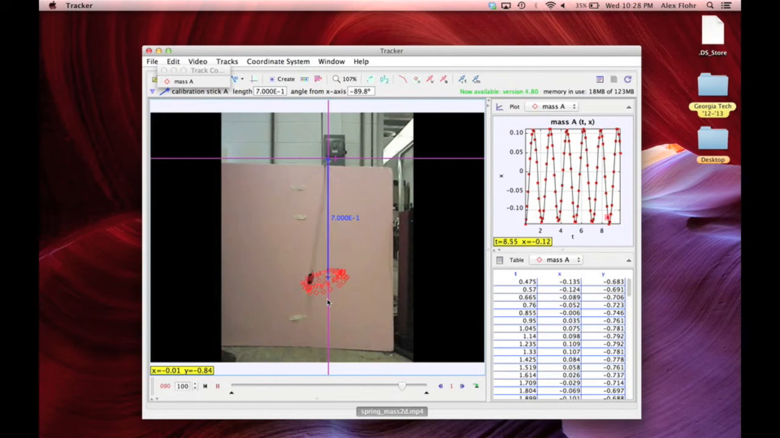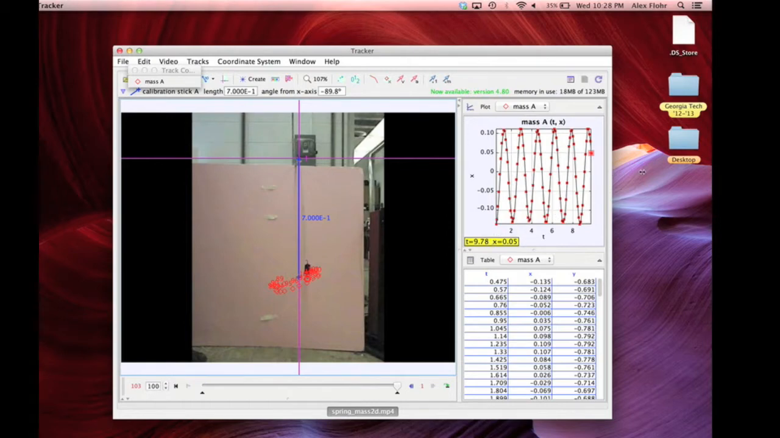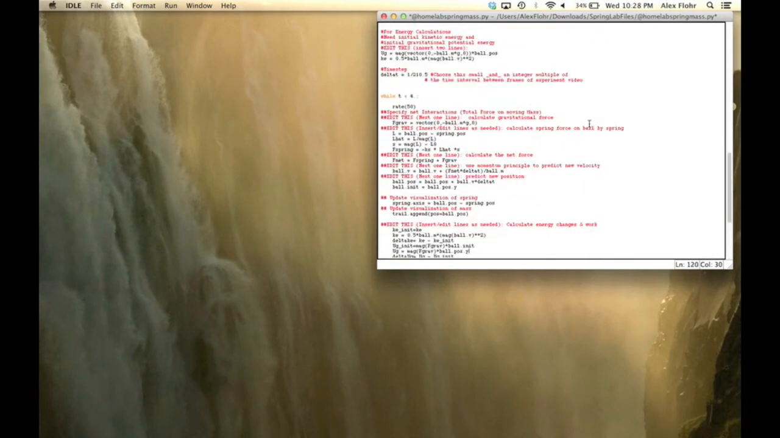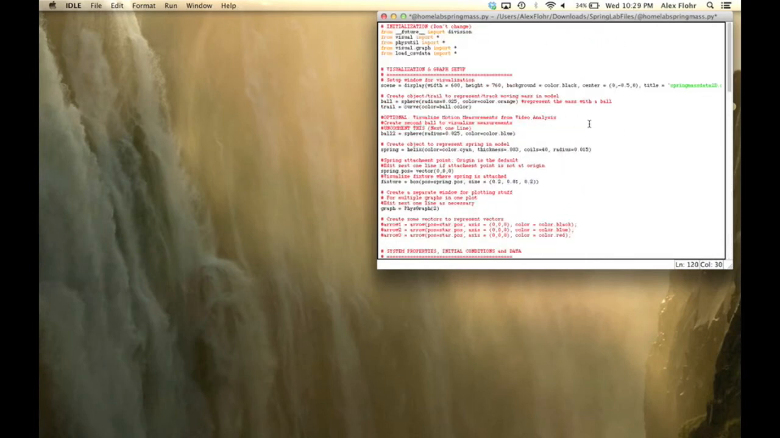And we save these numbers, the data that we recorded over here, and put them into Excel to be used for our Python models. So as you can see in Python here, we are going to be comparing the simulation to the actual video that we have.